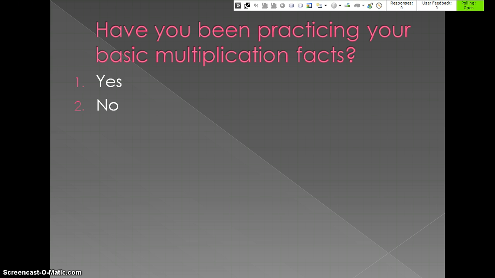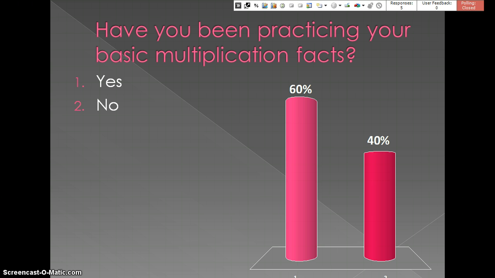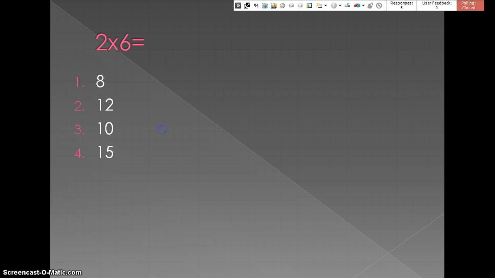Now another question that I hope to see everybody answering the same way. Have you been practicing your basic multiplication facts on your own? Okay, I can see that most of you have been practicing on your own, but some of you have not. Hopefully after today that changes and everybody will be practicing their multiplication facts.